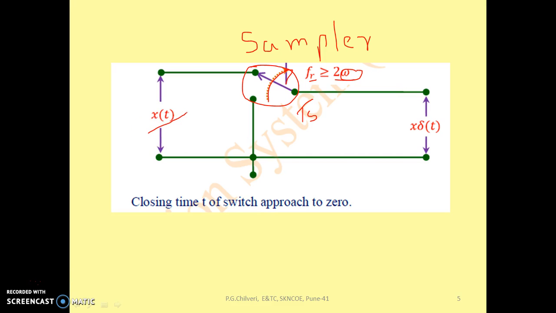Now at this point we are applying the input signal. The switch will turn on and off, that is, it will be connected to this point, and after the Ts interval it will be connected to the ground point. And what you have at the output is the input signal available for this much duration, at every Ts interval, which is equivalent to the input signal.